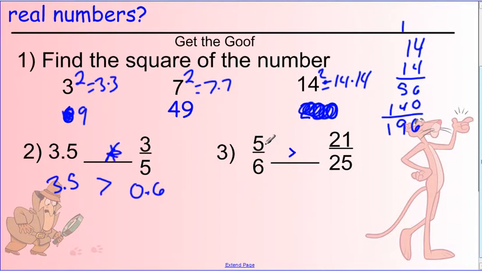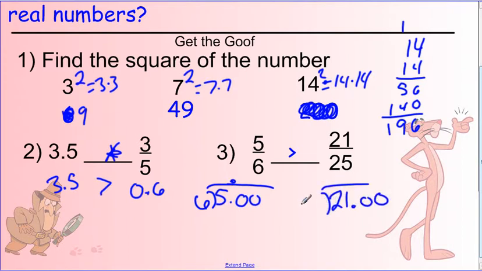Number 3. 5/6 and 21 over 25. So let's see. Top number goes on the inside, add a decimal, couple zeros, and let's see. Okay. 6 goes into 5, 0. 6 goes into 50. Not quite 10 times. 9 times 6 is 54. That's too big. 8 times 6 is 48. So 8. 48 subtract 2, 0. Now, if this is bigger or smaller than 8, I know which one the answer is.